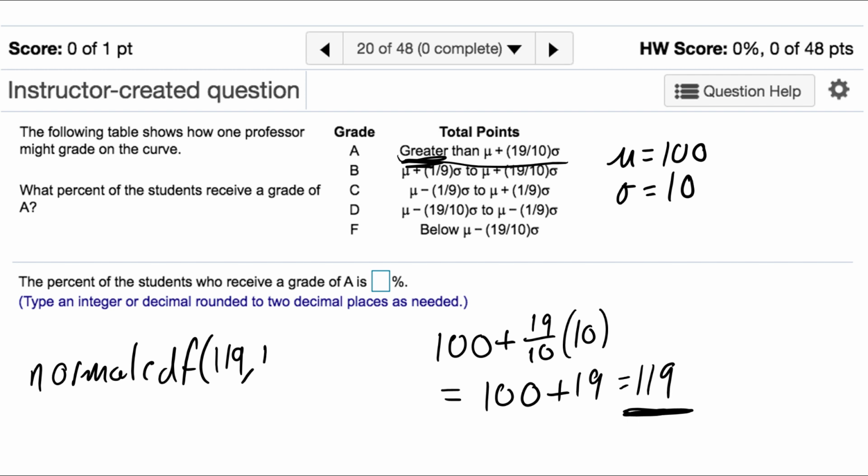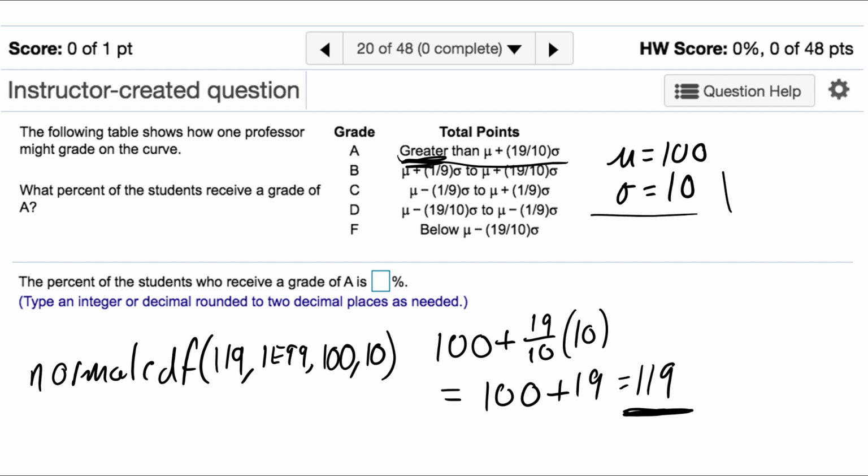Our upper is infinity, so 1e99 is what we'll use, which again is not infinity, but it's a big enough number that it will give us a close enough answer to what we're looking for. And then the mean, I put that as 100, and our standard deviation, I put that as 10. Okay, and that'll give us the right answer.